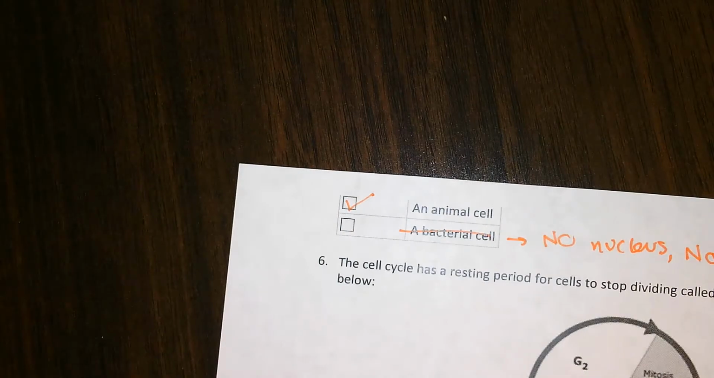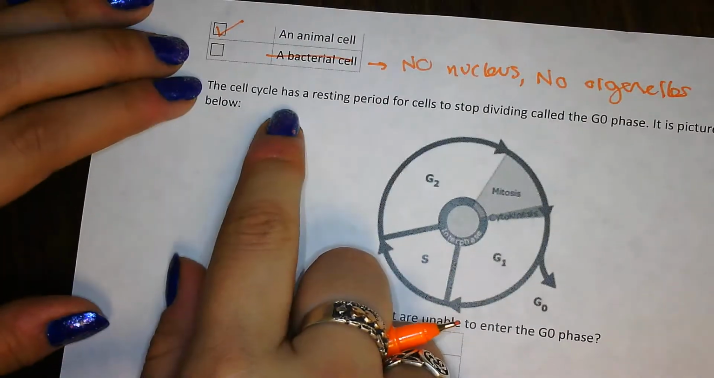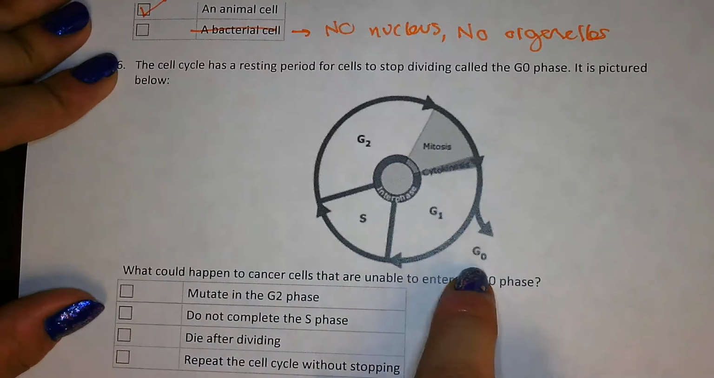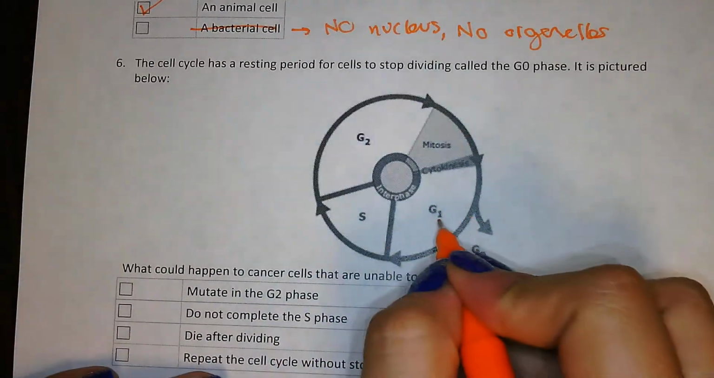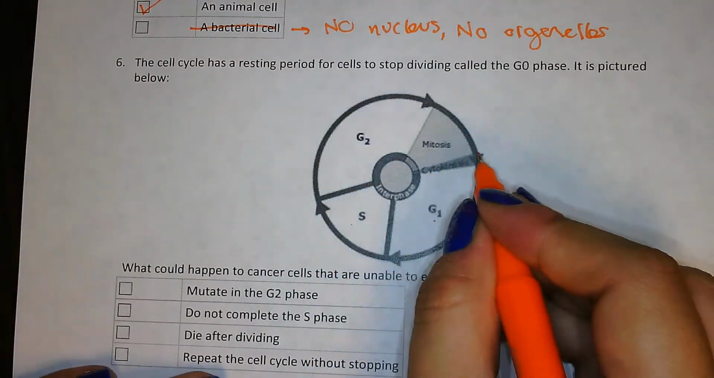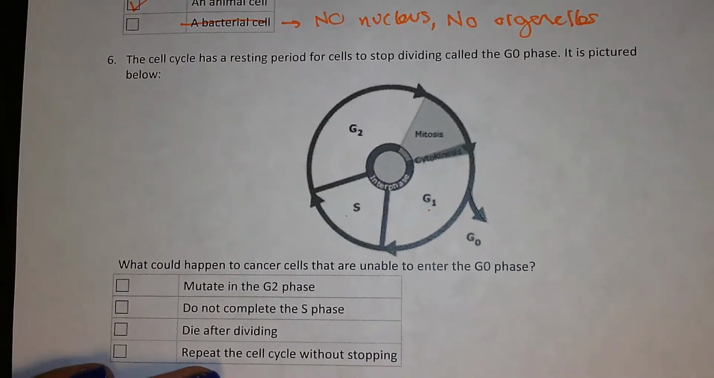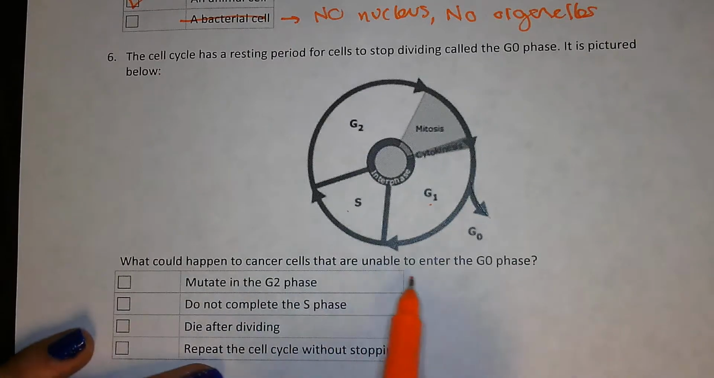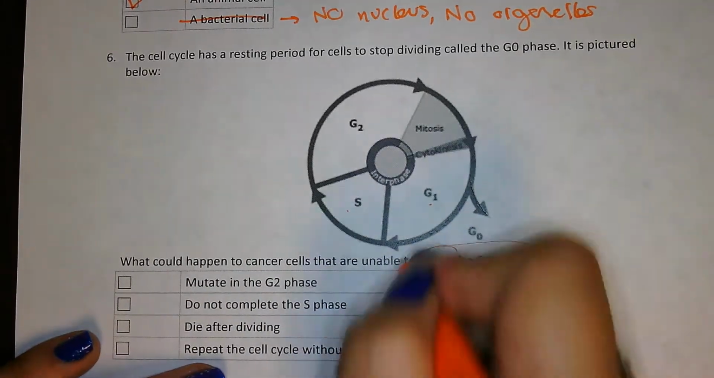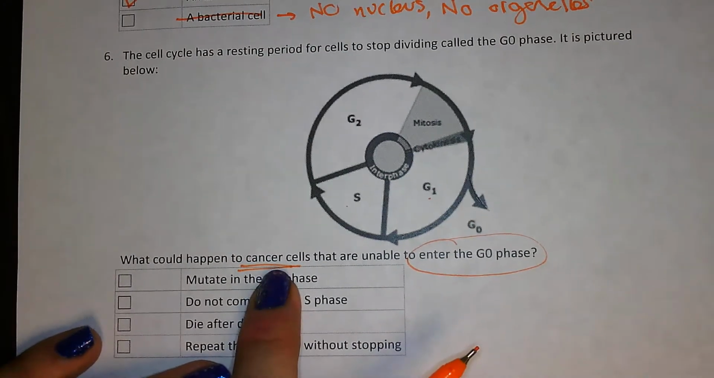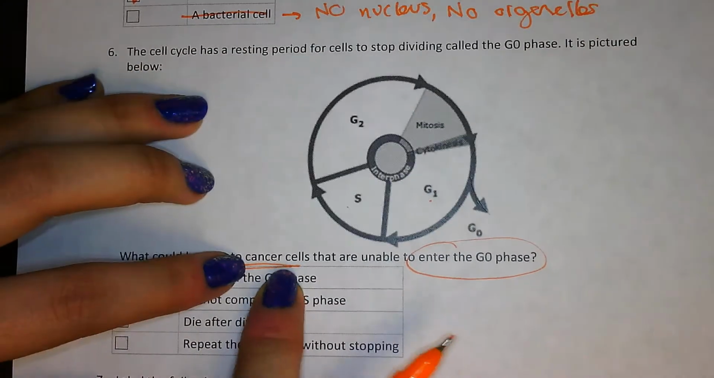All right, next up. The cell cycle has a resting period for cells to stop dividing called the G0 phase, and it is represented here. So we have G1, S, G2, mitosis, and right here, you can exit into G0. What could happen to cancer cells that are unable to enter the G0 phase? So they tell us cancer. That should hint at the answer.